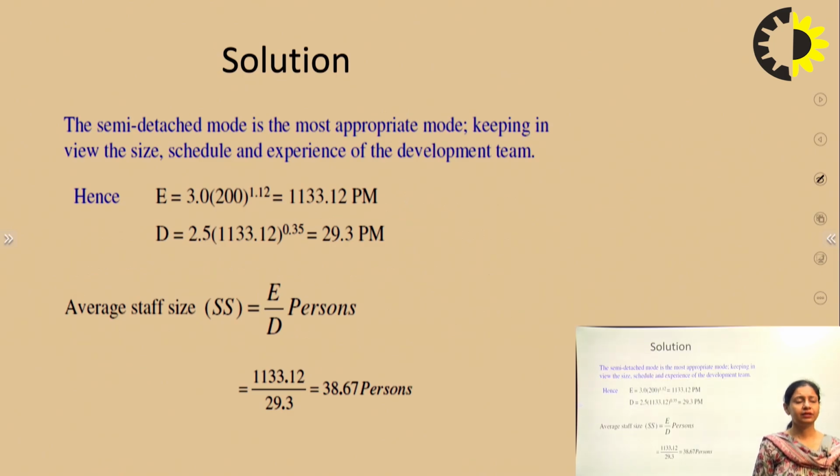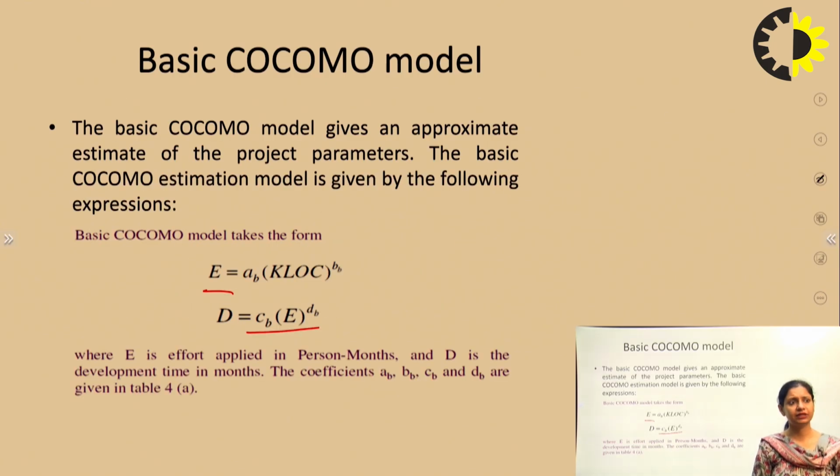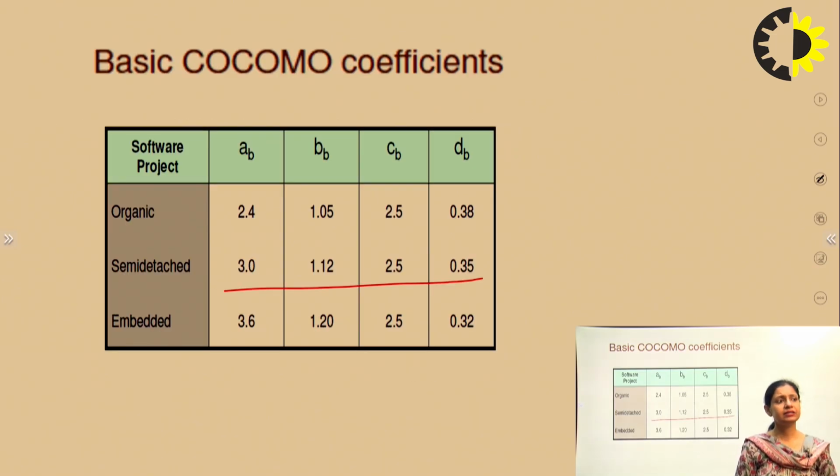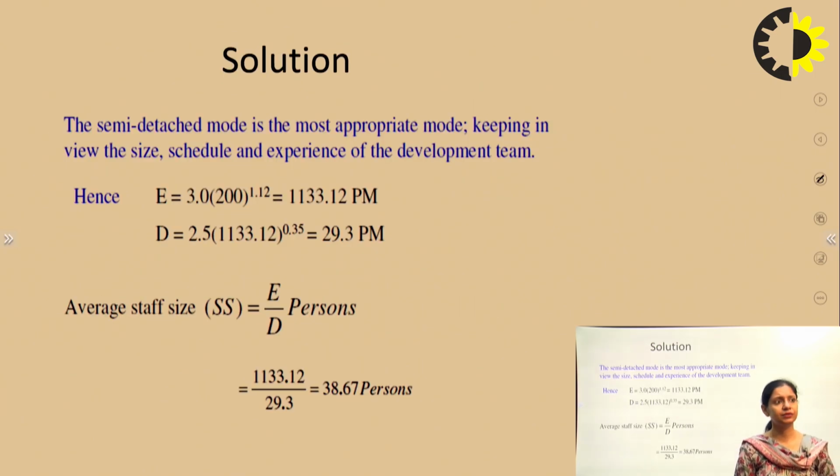So when we calculate these values, the effort becomes, as we have seen over here, E = a × (KLOC)^b, that is a into 200 KLOC to the power b. a is 3 and b is 1.12. So we substitute the values, 3 into 200 to the power 1.12, and we get this value in person months, because we are calculating it in person months.